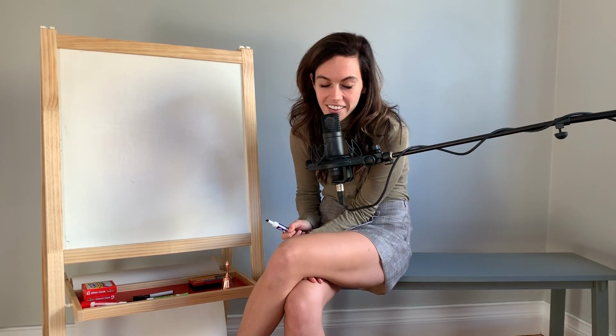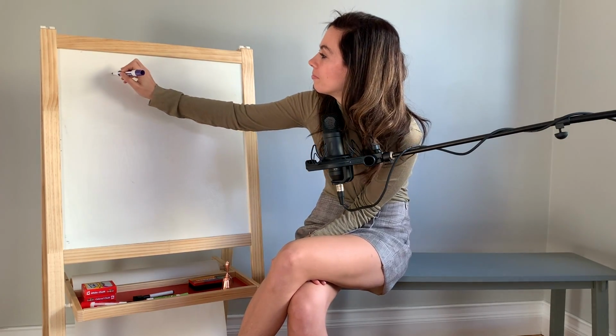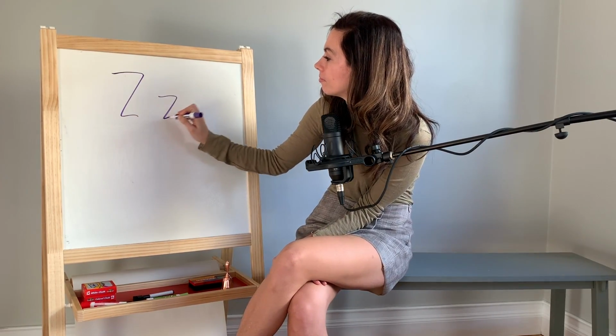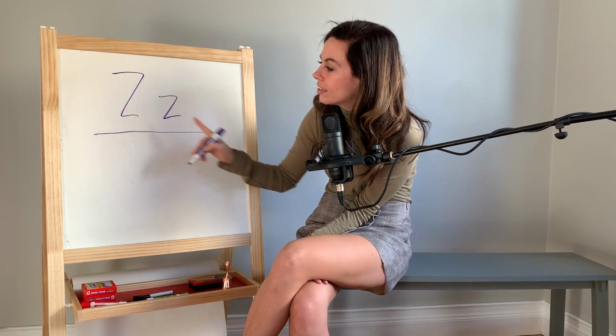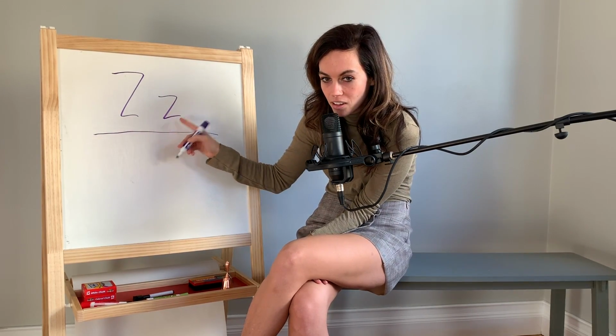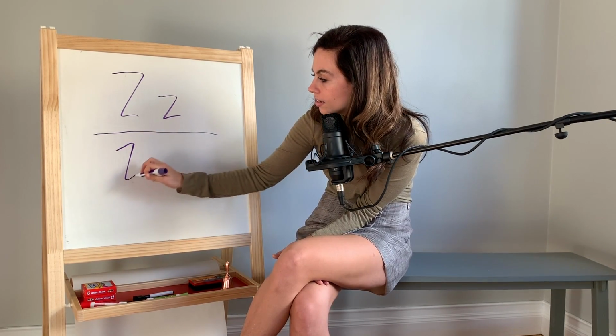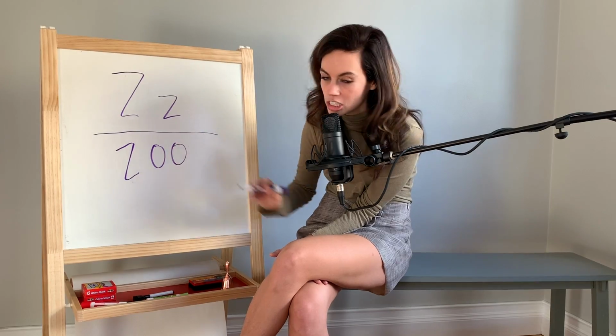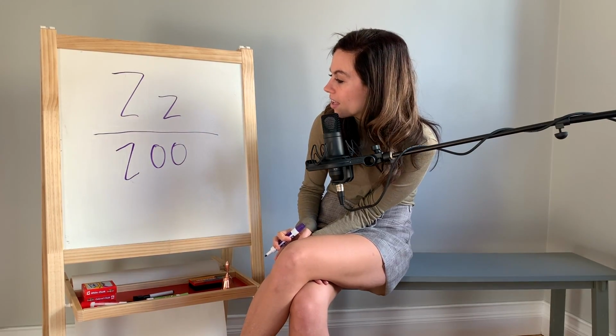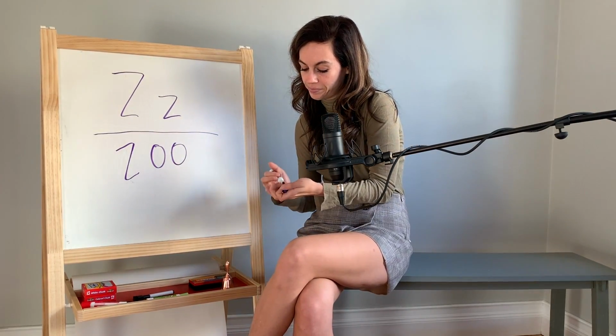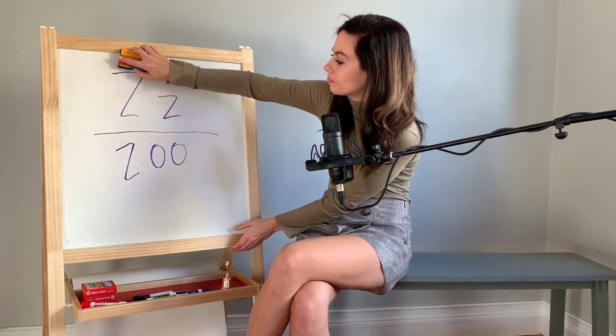And the last letter of the alphabet is Z. This is uppercase Z and a lowercase z, and Z says z, like the word zoo. And that is the last letter of the alphabet.